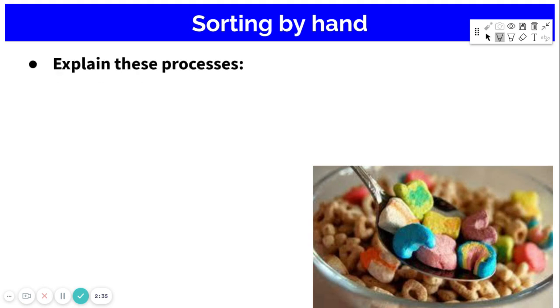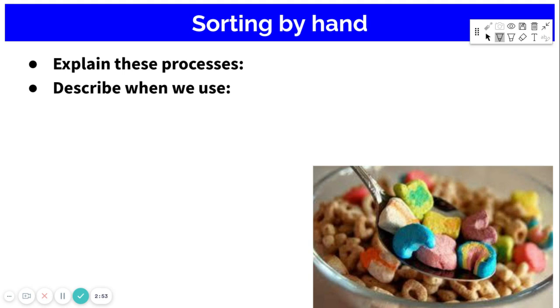All right, next slide. So these are the two things you should be able to do. You should be able to explain the process, like how do we do it? Well, we physically remove them. And when do we use it? When one of the materials mixed together is big enough for us to easily pick it out by hand or with a tool like a spoon, okay?